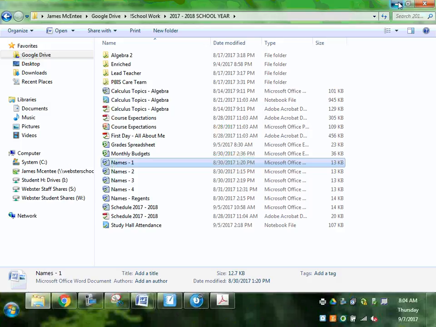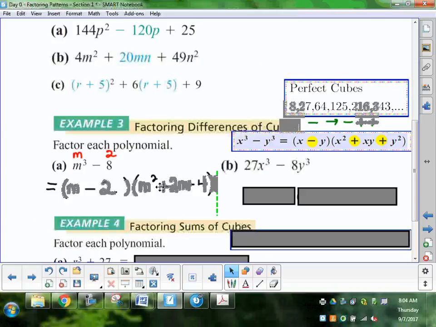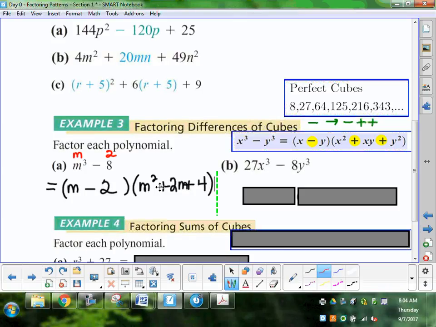All right, so when we do this out, this is going to be a difference of cubes. First thing I'm going to do is take the cube root of the left and the cube root of the right, list out my binomials, etc. There is a binomial factor and a trinomial factor. Who can tell me what our binomial factor is going to be? Who wants to say 2?